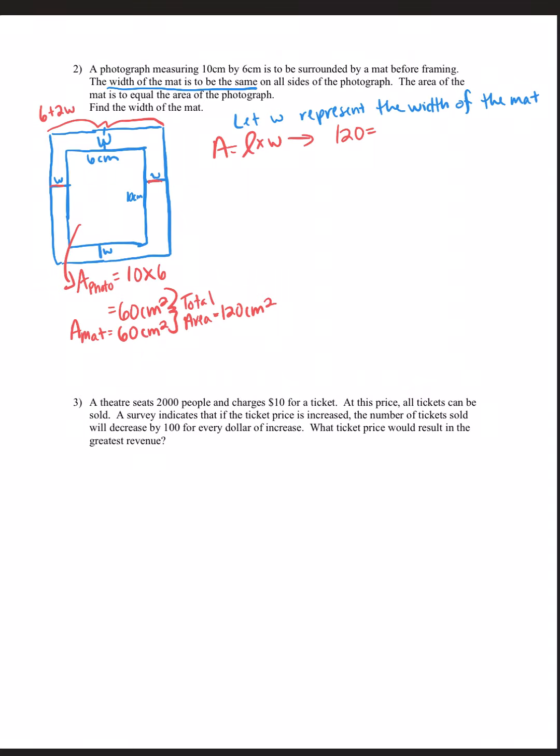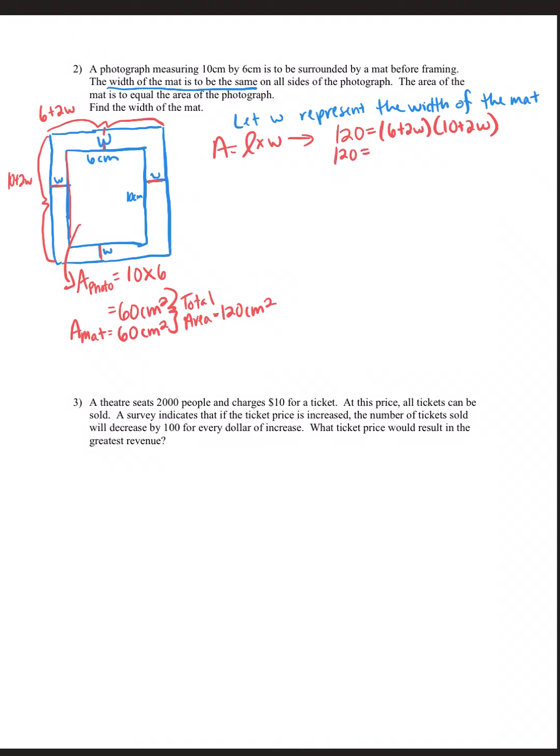And if I wanted to represent this side of my photograph, I know I have 10, but then I also have these W's. So this is going to be 10 plus 2W on this side. So our area is going to be represented by multiplying those two together. So we'll have 6 plus 2W times 10 plus 2W. Okay, and now we'll work to expand and simplify, because when we're trying to solve a quadratic, we know that the solutions are x-intercepts or our roots.